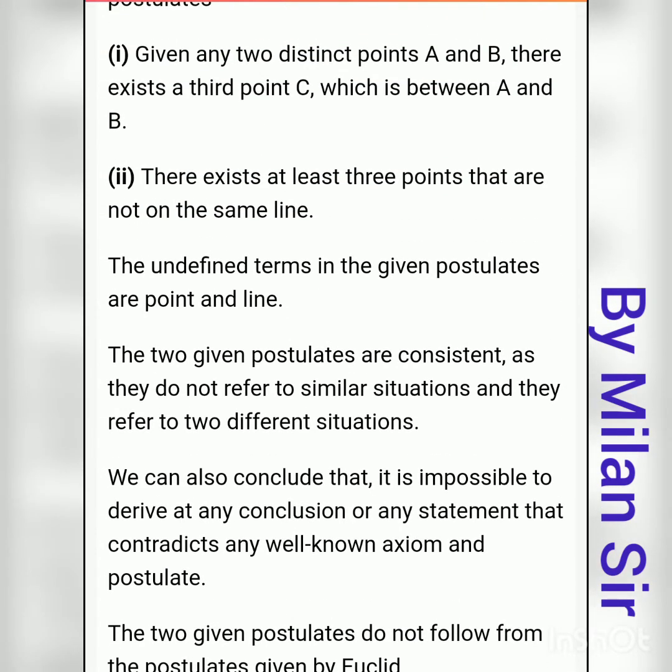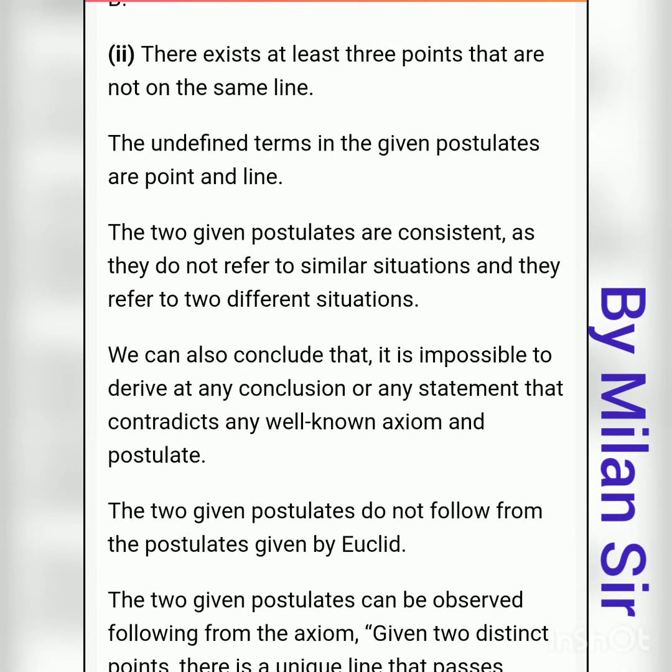So in total, three questions are there. The first answer is undefined terms: point and line. Then, are these postulates consistent or not? Both postulates represent different situations, so both are consistent. After that, for the conclusion, we cannot give any statement which contradicts a well-known axiom or postulate, and these postulates do not follow Euclid's postulates. So the first answer is point and line, the second is consistent, and the third is no.